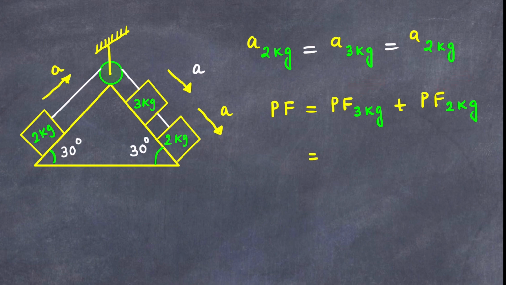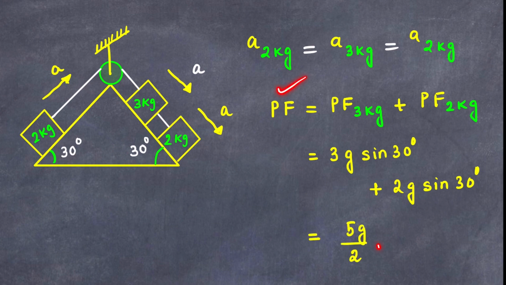Now the 3 kg block will provide the pulling force mg sin theta. In place of m we put 3, so that means 3g sin 30 degrees, because the angle of the incline is 30 degrees. And the 2 kg block will provide the pulling force mg sin theta, and in place of m we write 2, so that means 2g sin 30 degrees. Again, as the angle is 30 degrees, theta will be 30 degrees. So the net pulling force will be 5g by 2.